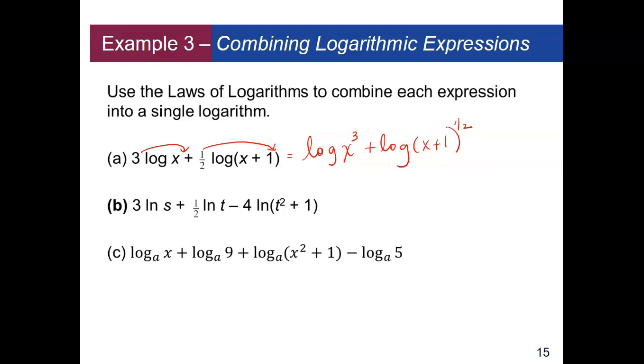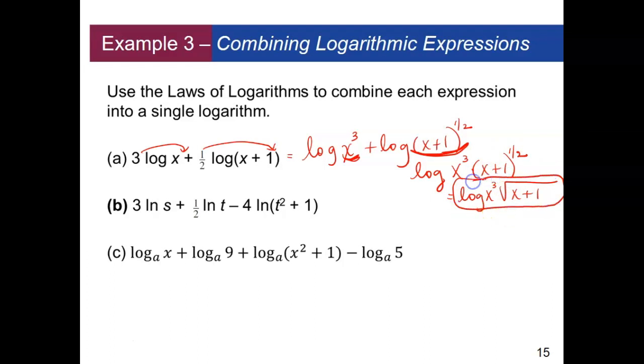Okay, and then the next thing we can do is, because this is addition and we're wanting to combine it into one single logarithm, we can now multiply these two arguments together. And we'll have a single log, so we're only going to write log one time, x to the 3rd times x plus 1 to the 1/2. An alternative way to write this, which I'm not requiring, but you might see, is to go ahead and convert that to a radical. And so this would be that expression.